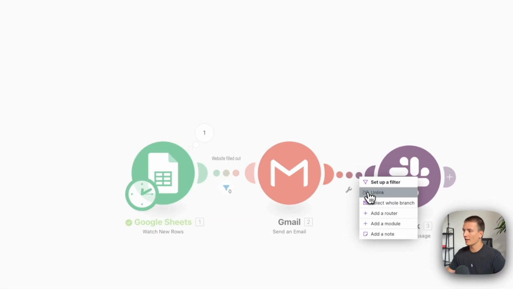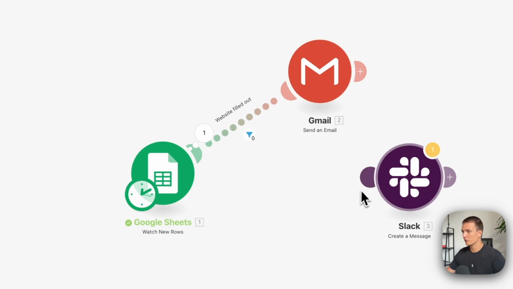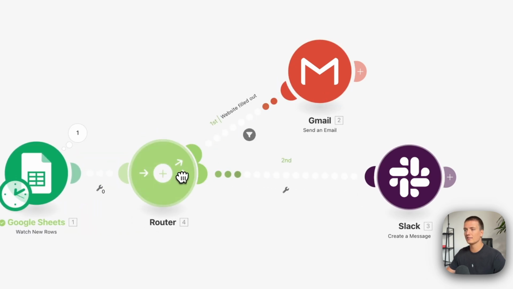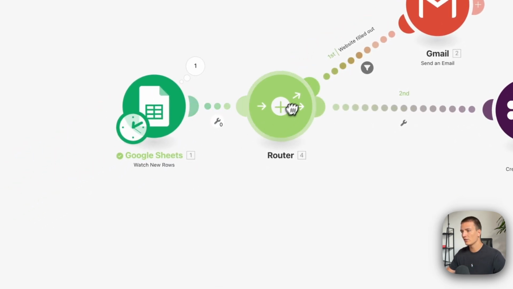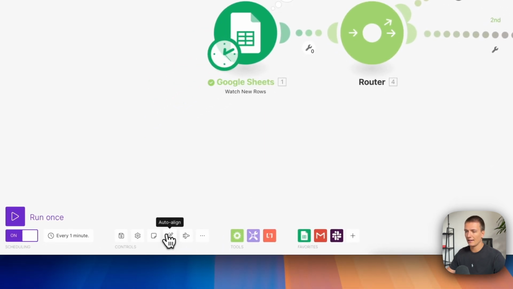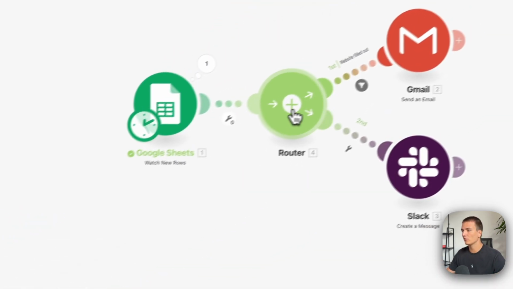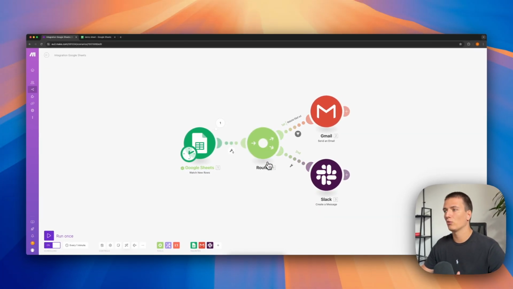So what we want to do instead is unlink this, make a little bit of a space, and then connect this right to the first module. And as you can see, this little router pops up, and this is actually one of the built-in features of Make, in which you can route the flow of information.